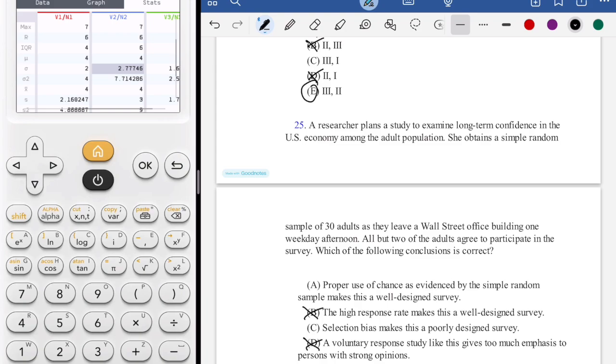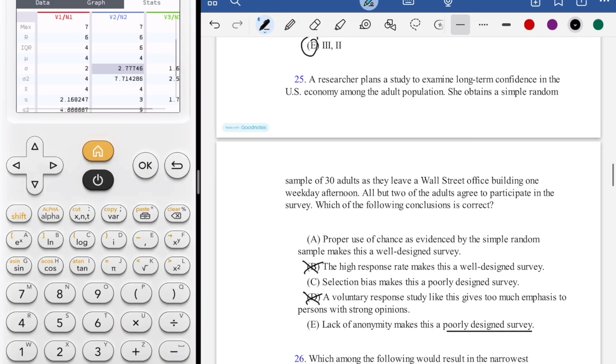Lack of anonymity makes this a poorly designed survey. I don't know. This doesn't seem to be a hot button topic necessarily. Long-term confidence in the U.S. economy. It doesn't mean it's a poorly designed survey. Let's just put it that way. I don't think knowing the person's name or anything like that would impact how they responded. Now, something about how the interviewer asked the question might have something to do with it, but that doesn't seem to be indicated here.